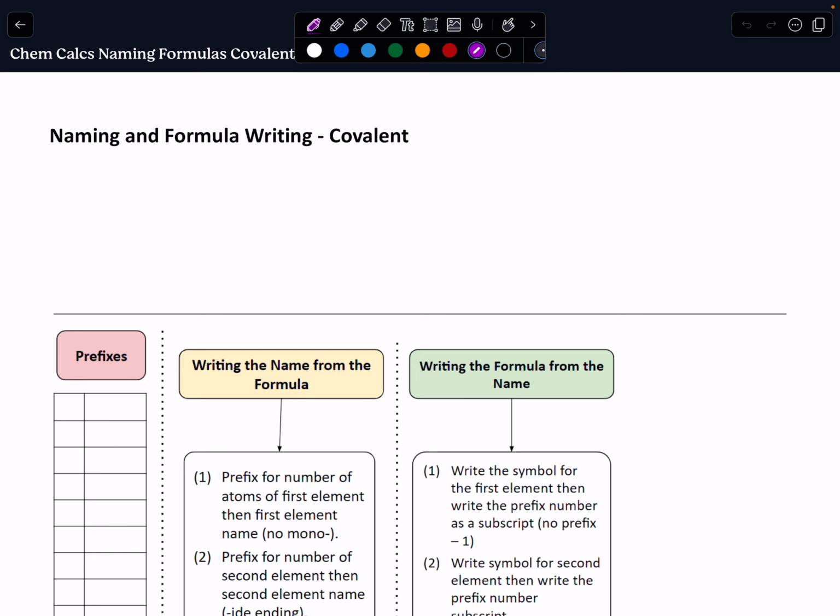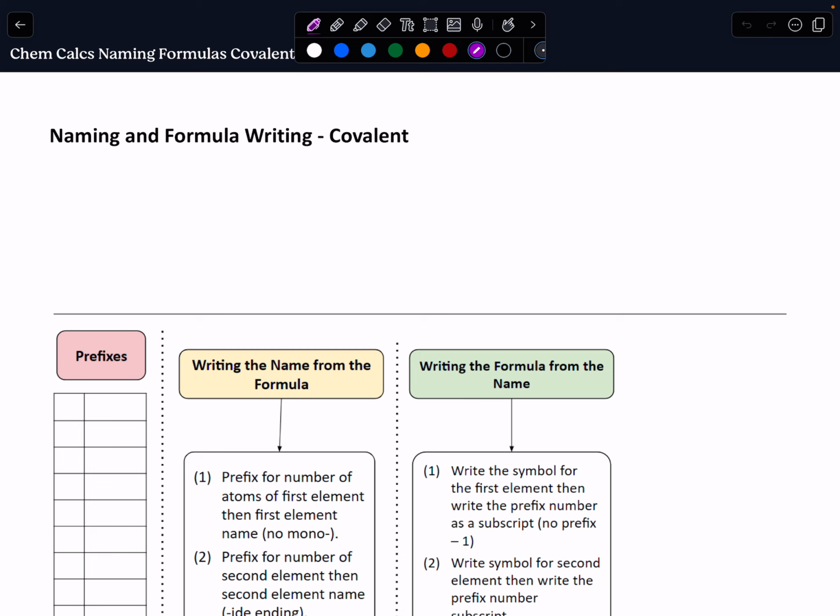This screencast is going to focus on skill building in the area of naming and writing formulas for covalent compounds. If you need assistance with ionic compounds or acids, hydrates, or simple organic molecules, please make sure you go look at those specific videos, as that will not be covered here.